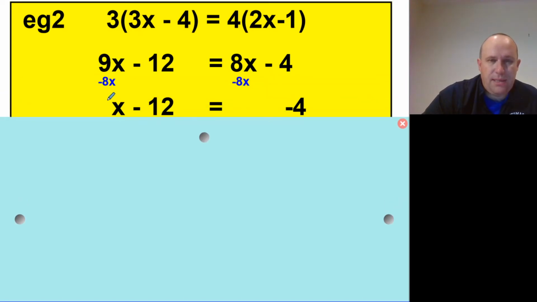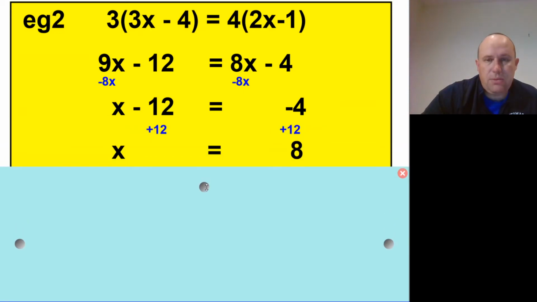Sometimes when you cancel 9 take away 8, you could put 1, but we really just want to put x. Remember, 1x is just x. Negative 12, but very important for this one, not 4 though. Make sure you look at the whole term as well. Look at the sign in front. So negative 4. Bring the term away from the x, so instead of subtracting 12, we're going to add 12.